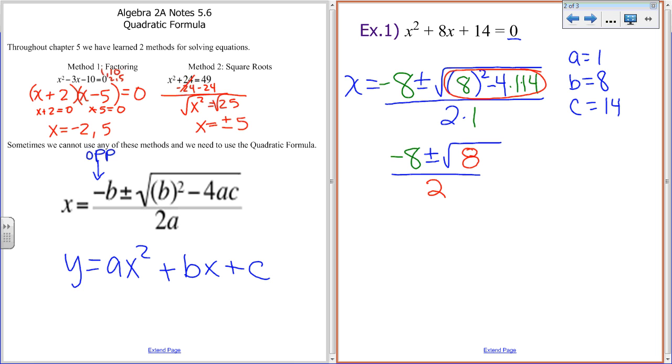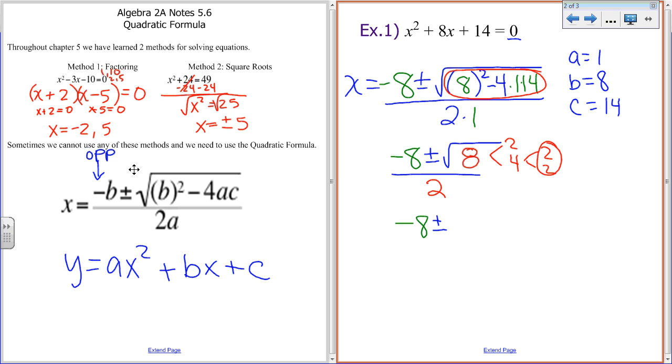Now when we look at this, ladies and gentlemen, we're back to a problem that is pretty similar to what we've seen before. We can go through and simplify. This is 2 times 4. This is 2 times 2, so we have a pair of 2's coming out. So let's talk about what this is going to look like. I've got negative 8. I've got plus or minus.